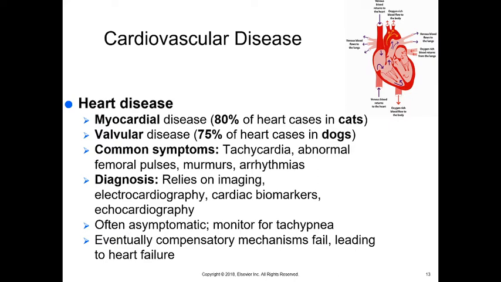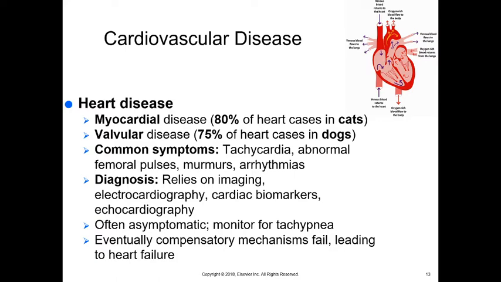The animal will be asymptomatic for a long time because the body will compensate for the heart not functioning really well. It'll open up blood vessels. It'll try to increase tissue perfusion, whatever way. The animal may just become a little bit less active, but owners may not recognize these things quite as quickly as we would hope. Eventually, cardiovascular disease is progressive.